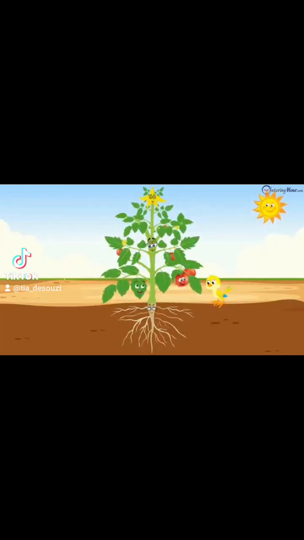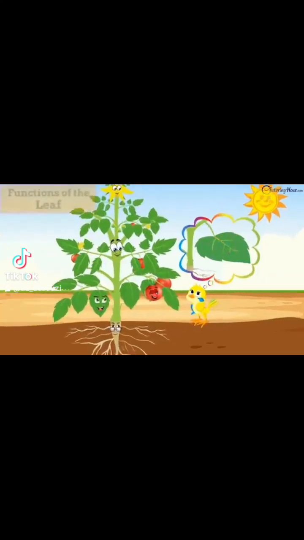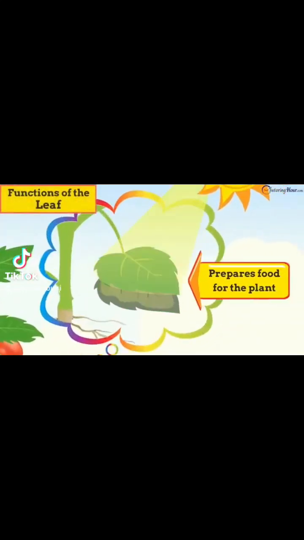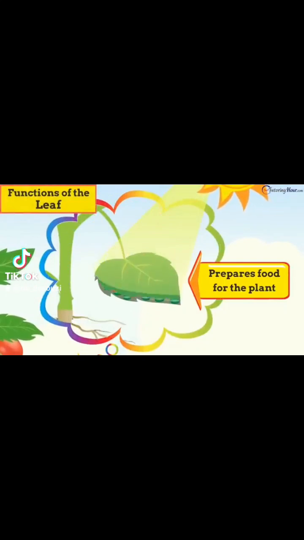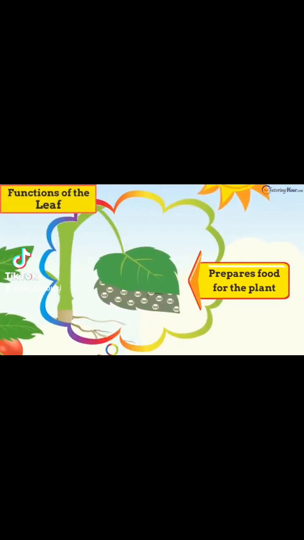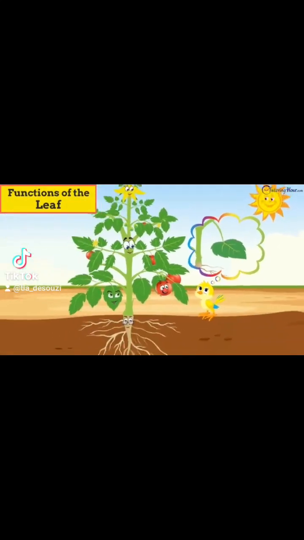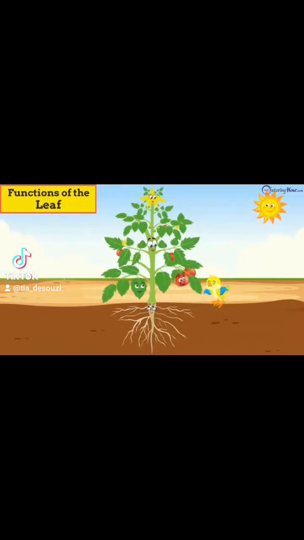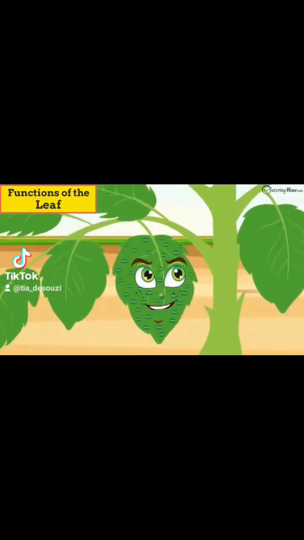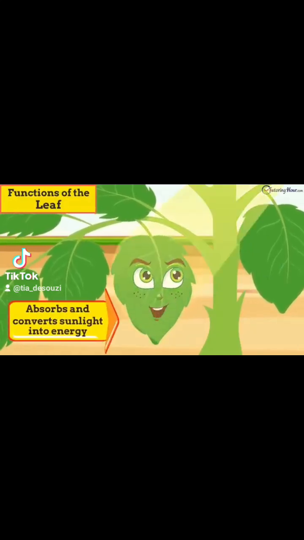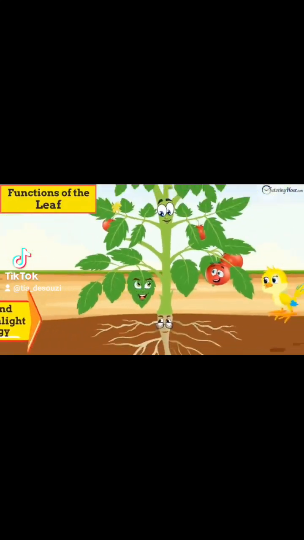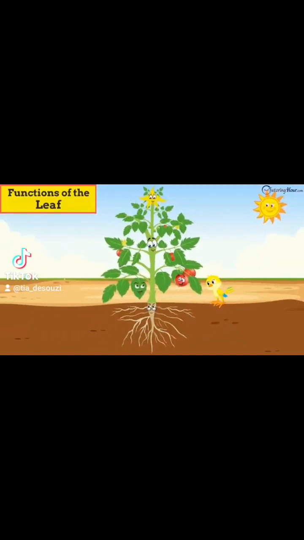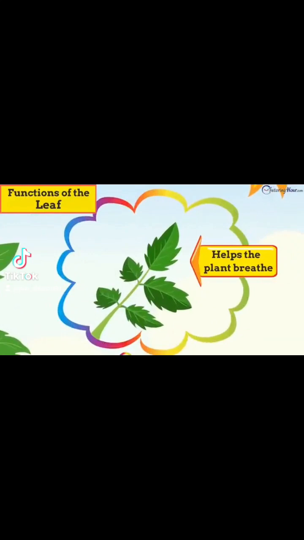Think again, Tori. I am the food factory. I prepare food for the plant using sunlight, chlorophyll, water, and carbon dioxide. This process is called photosynthesis. We'll keep that for some other day. Chlorophyll? What is that? Chlorophyll is the pigment that gives me my green color. It helps me absorb sunlight and convert it into energy. And yes, there's one more important task I do. What is that? I also help the plant breathe.